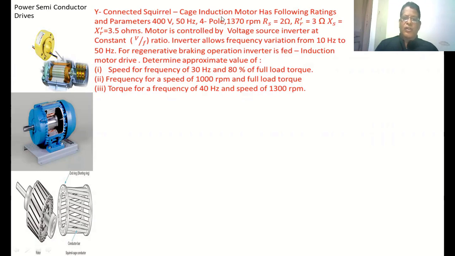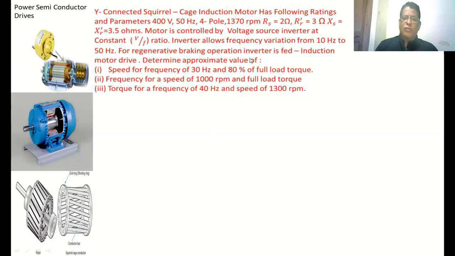A star connected three-phase induction motor has the following rating. The parameters are 400 volts, 50 Hz, 4 pole, 1370 RPM. Stator resistance is 2 ohms. Rotor resistance referred to the stator is 3 ohms. Stator leakage reactance is equal to rotor leakage reactance referred to the stator, that is 3.5 ohms.